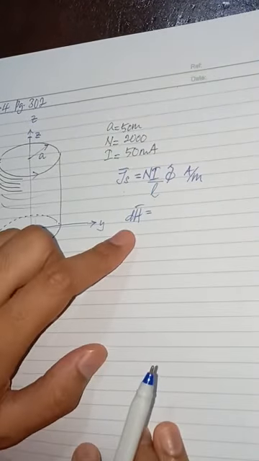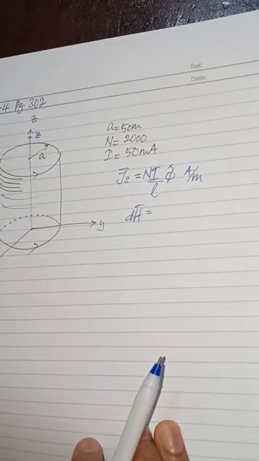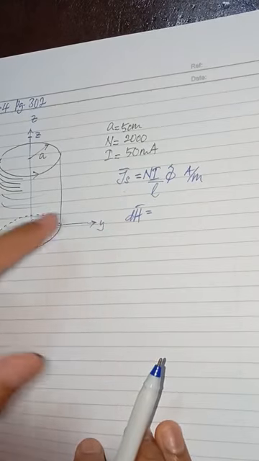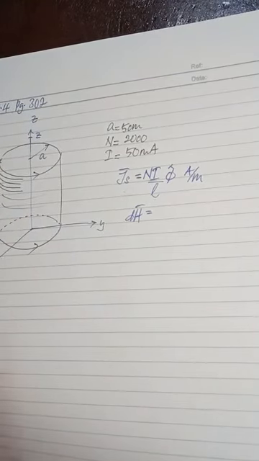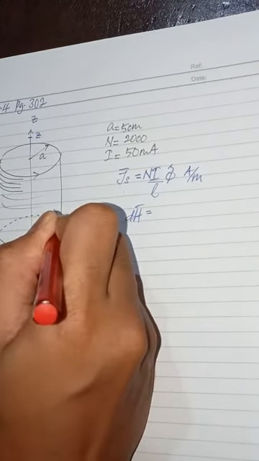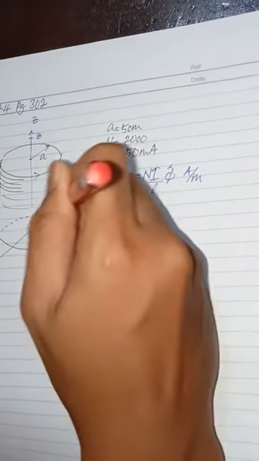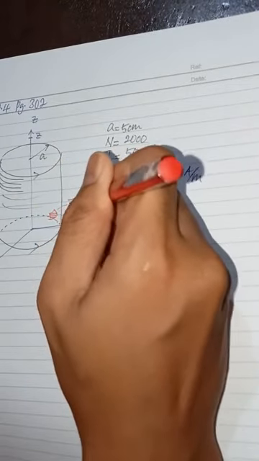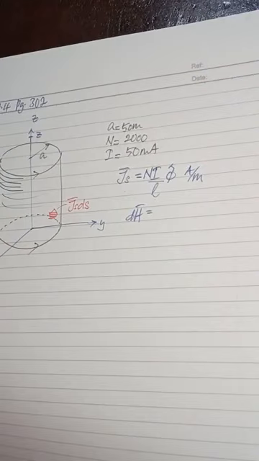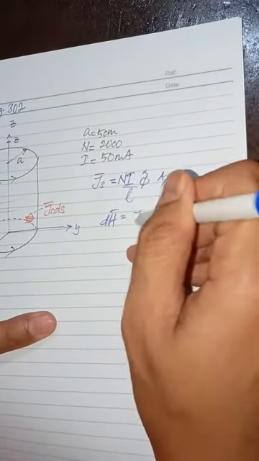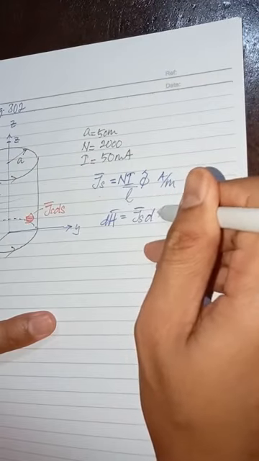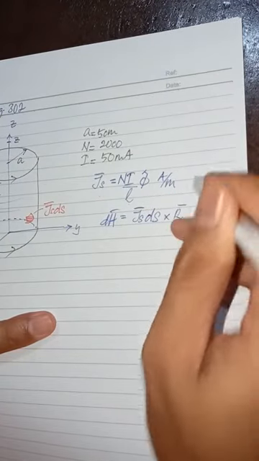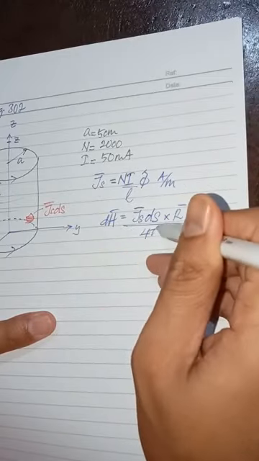Now we are dealing with our Js, so we must take the current element from Js. No longer I dL, so take this current element from the Js here. Let's say this is my sample current element. That's going to be Js dS. That's our current element for the case of surface current density. Now put the value inside the BSL equation. From here you have Js vector dS cross R component over 4 pi R cubed.